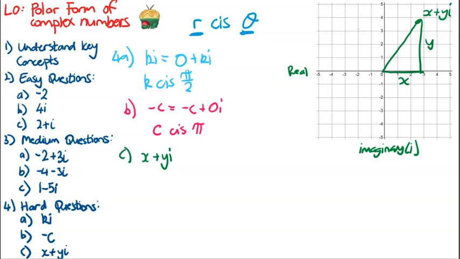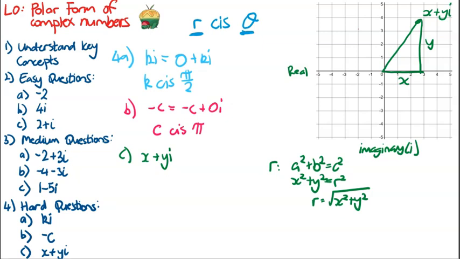So let's start off with the modulus. That's going to come from Pythagoras' theorem. So a squared plus b squared is equal to c squared. So it's going to be x squared plus y squared is equal to r squared. r in this case would be the square root of x squared plus y squared. So that's our expression for r.